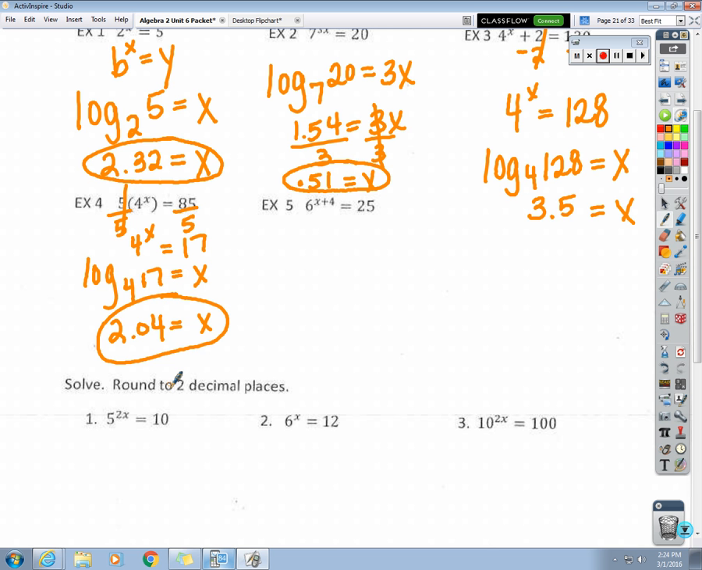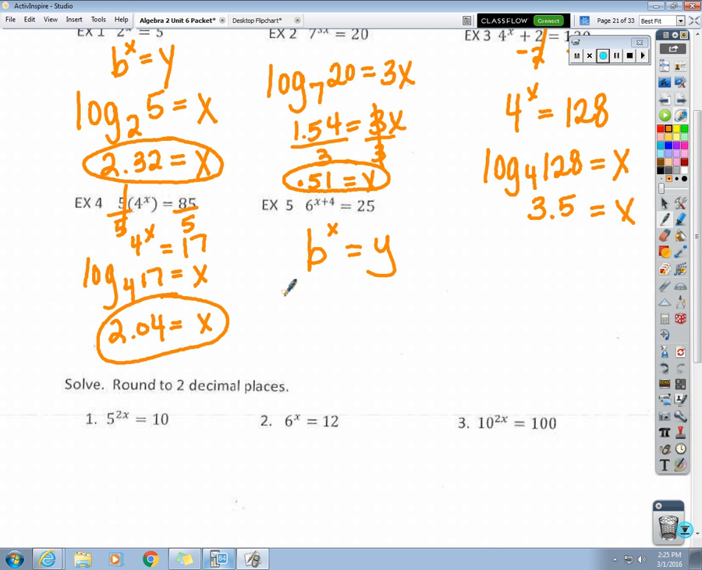Okay, example 5. Do we need to do anything to this one before we rewrite it? No. Okay, think about it like this. Some people are going to get ahead of themselves and think, well, let's subtract this 4. But isn't that 4 an exponent? Have you ever seen 25 minus an exponent of 4? No, you can't do that. That x plus 4 is all in the x place of b to the x equals y. Okay? The 6 is the b, the 25 is the y, x plus 4 is all in the x place.